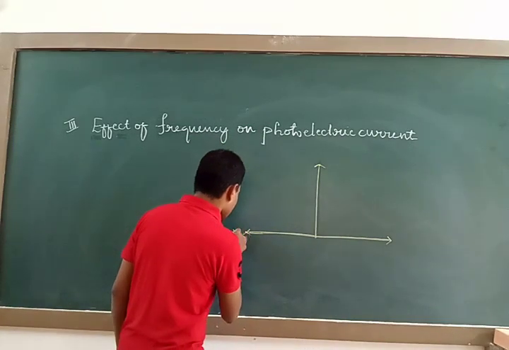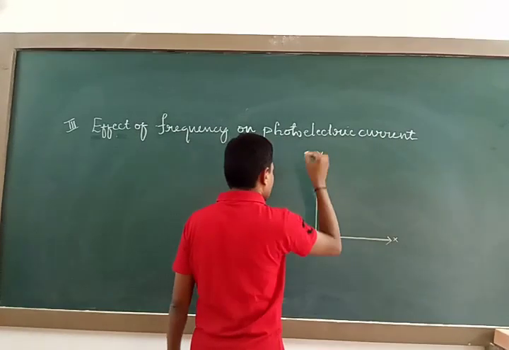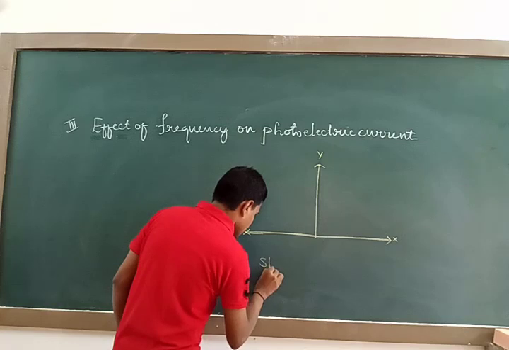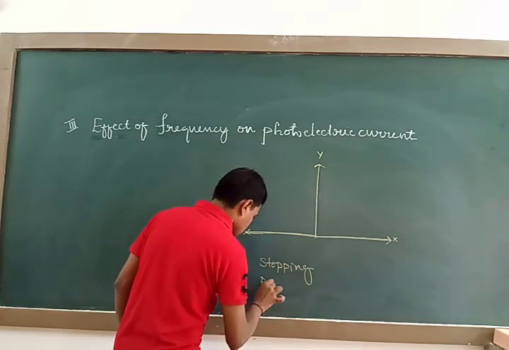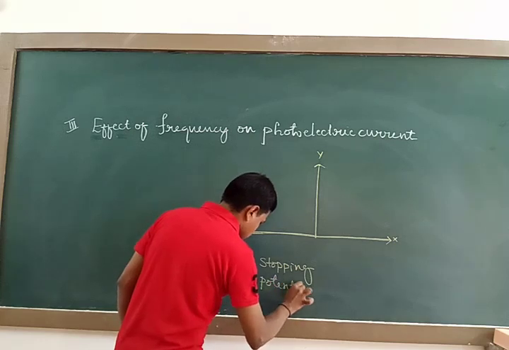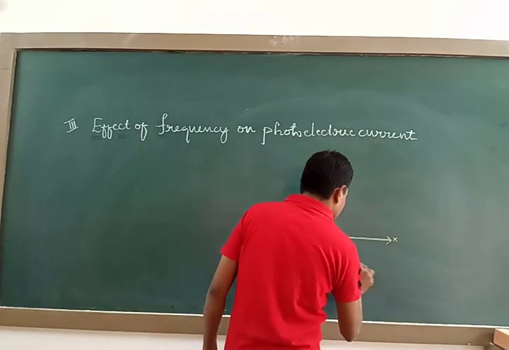What is this negative x dash? So that is x dash. Stopping potential. Collector plate potential.